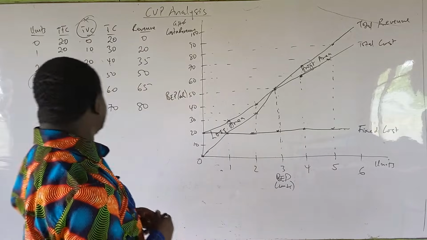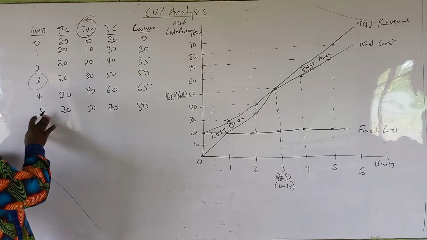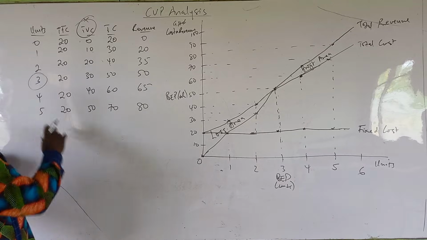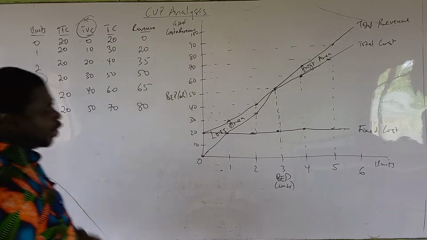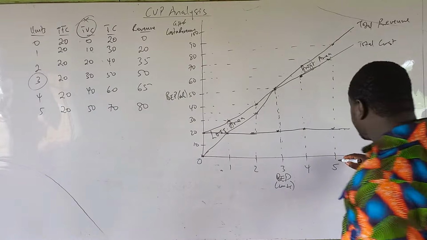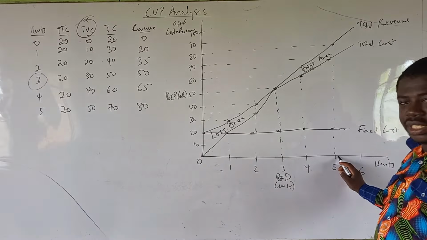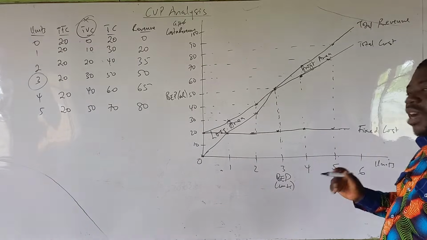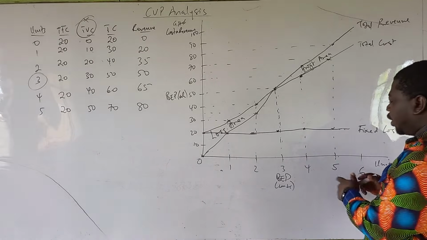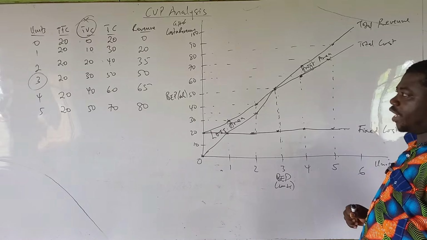Now, let me also say something. If your budgeted unit is, let's say, 5 units, then what it means is that in between your break-even point and your budgeted units, we call it the margin of safety. You know that the margin of safety is your budgeted unit minus your break-even point in unit. So in between 3 and 5 is the margin of safety.